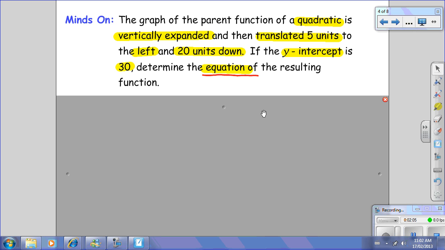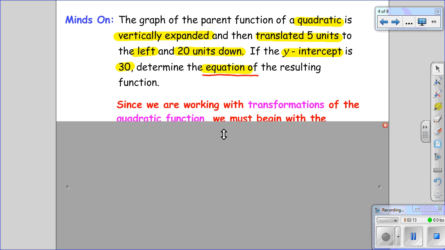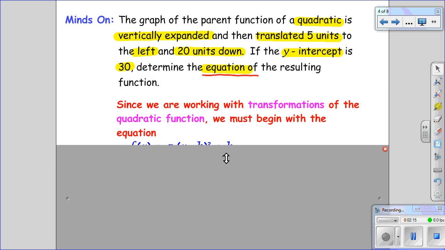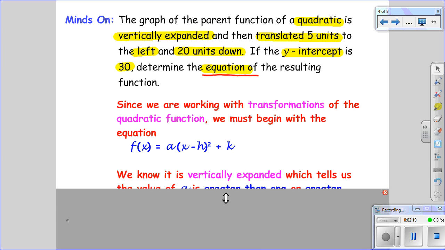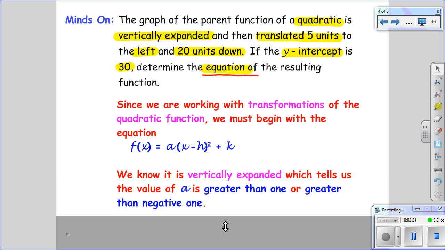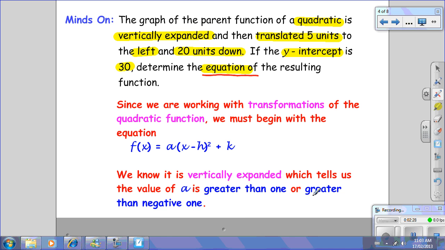Now, the first thing I have to ask myself is, I know how to write the equation of a quadratic function in 2 forms. One is vertex form. The other is standard form. And we're working with transformations, so the easiest approach would be vertex form. We know it's vertically expanded, and it tells me a is greater than 1, or that should say less than -1.